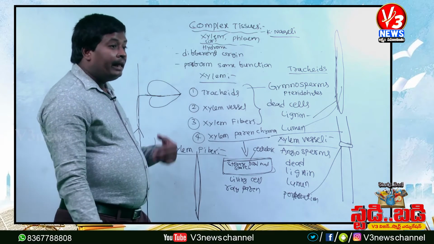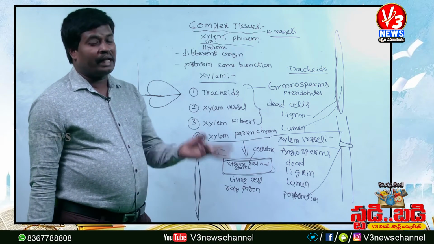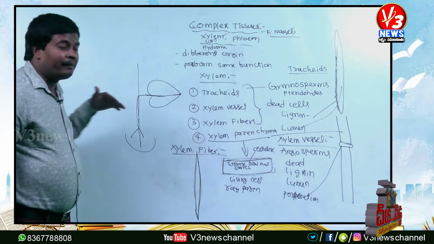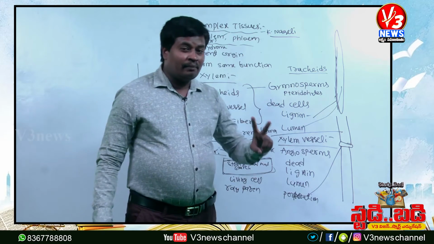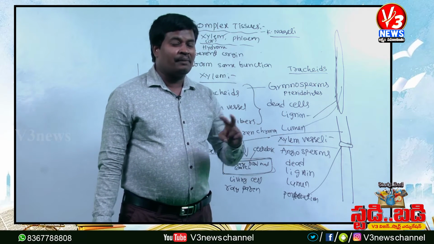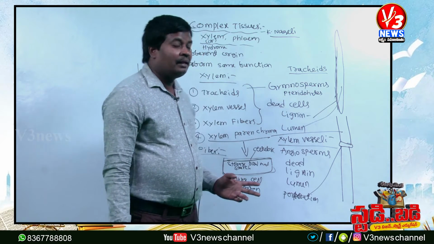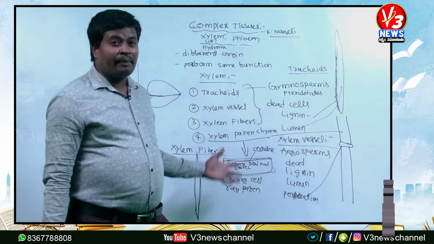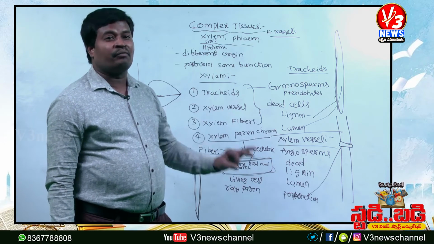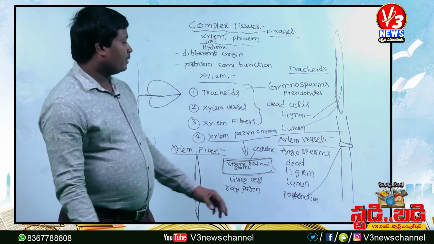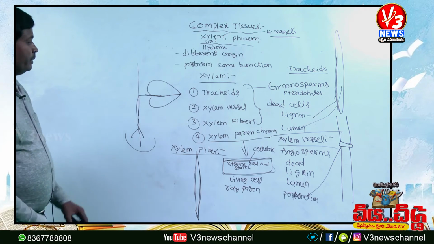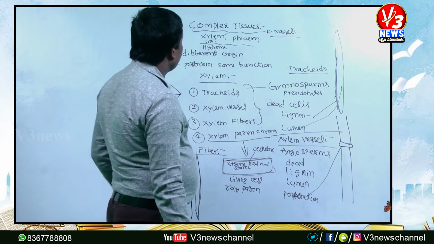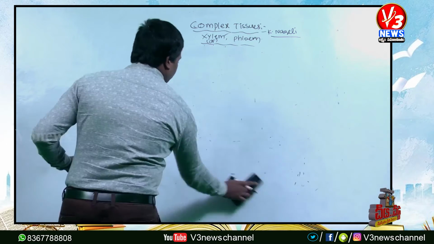And ray parenchyma. Xylem parenchyma has two types, axial and ray parenchyma. Axial means they are present vertically. Ray parenchyma is present on the lateral side. What is the function of ray parenchyma? Lateral conduction of water and minerals. This is about the xylem complex tissue.